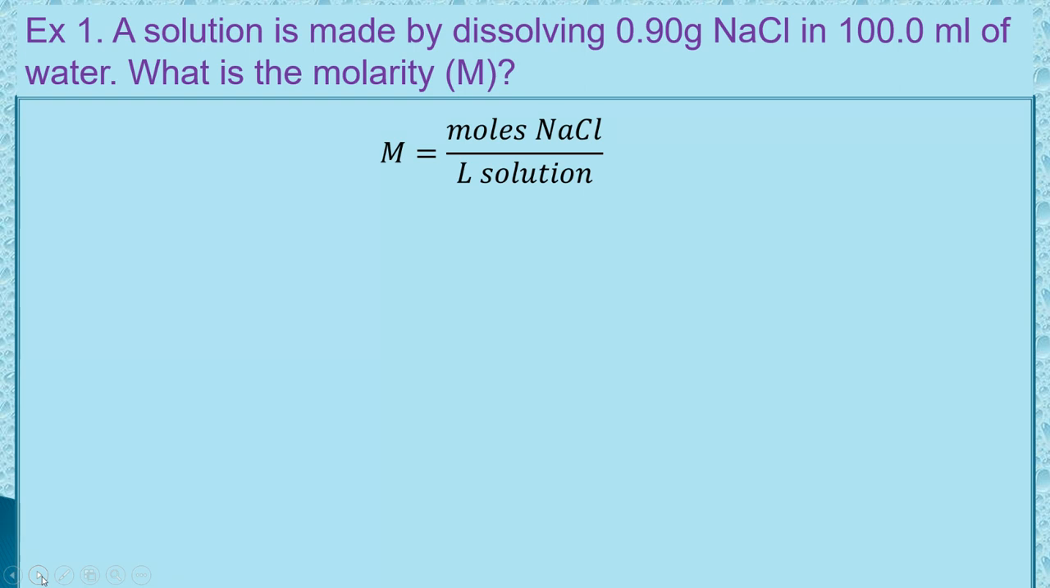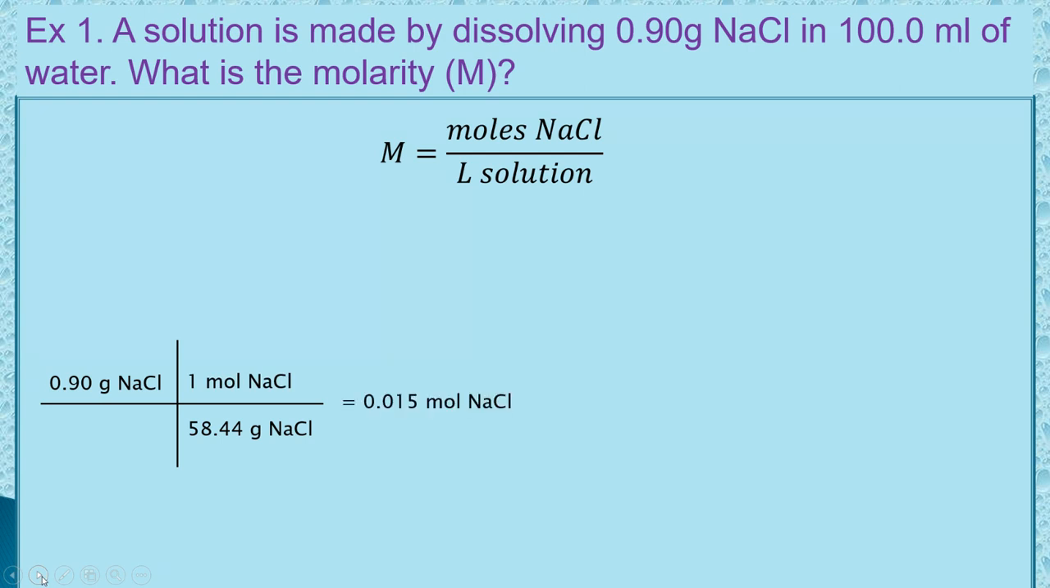So we're going to have to convert those before we can plug into our formula. Let's start with our NaCl. So I have 0.90 grams of NaCl. In order to convert my grams into moles, I'm going to use the molar mass. So we have 1 times 22.99 plus 1 times 35.45, giving me a molar mass of 58.44 grams of NaCl, which is equal to 1 mole. My grams will cancel, and so now I have 0.015 moles of NaCl.